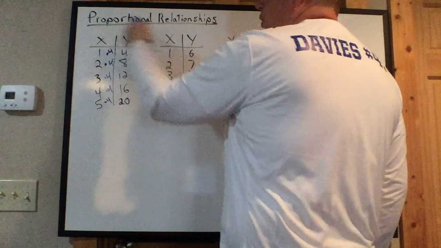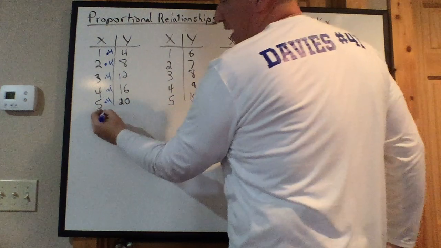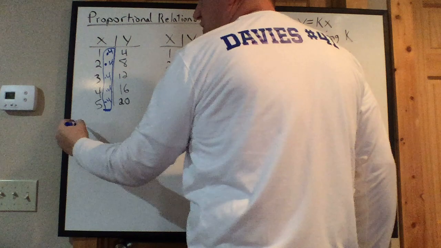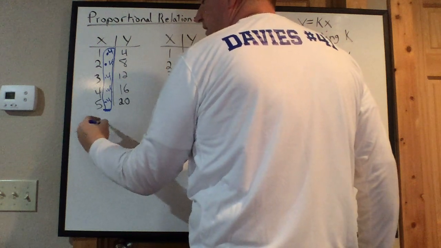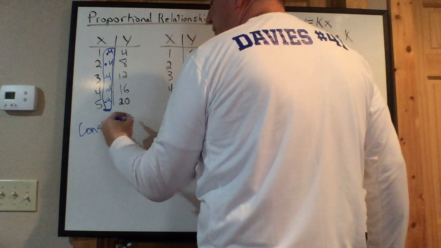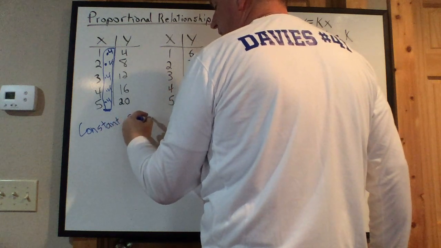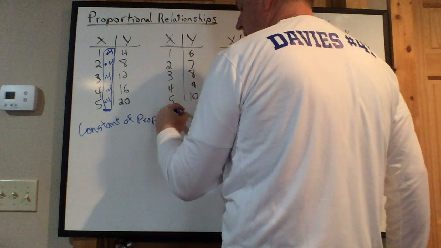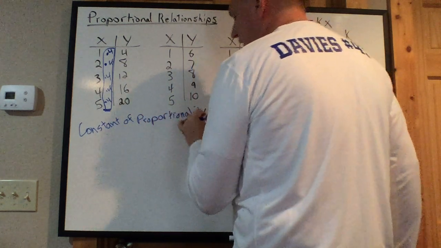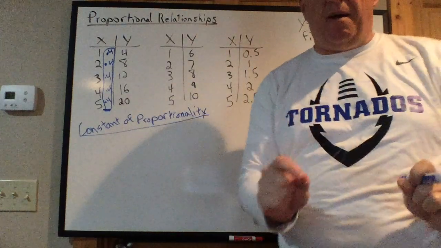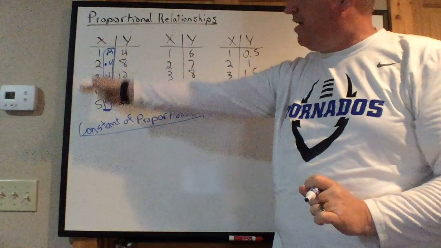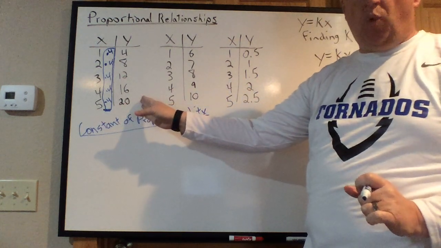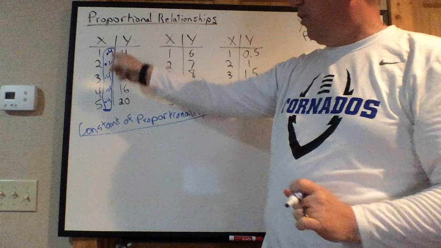So that's my proportional relationship. Now, this number that we're multiplying by, the one we put in the column all the way up and down, is called the constant of proportionality. The constant of proportionality is the number that you multiply everything under the input, which is the x, by in order to get everything in the output, which is the y. And it's the same number all the way through.